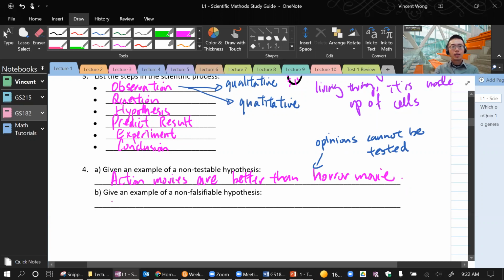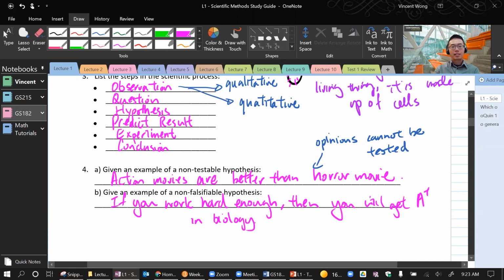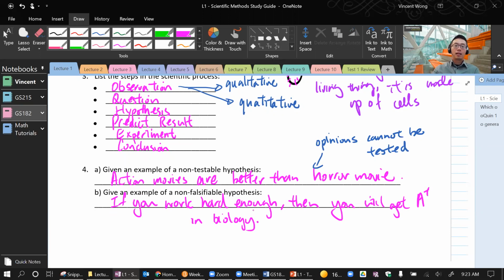Give an example of a non-falsifiable hypothesis. Okay, so if you work hard enough, then you will get A+ in biology. And this sounds like something my mother would say to me when I was a kid, right? If you work hard enough, you're gonna do well at school. Well, this is not a falsifiable statement. It's not a falsifiable hypothesis.